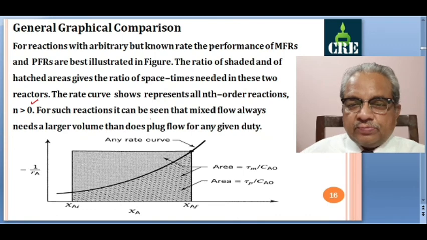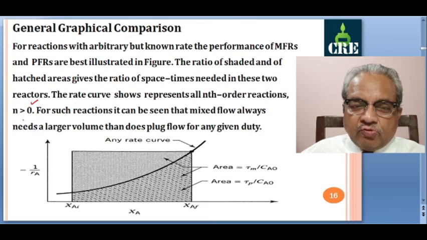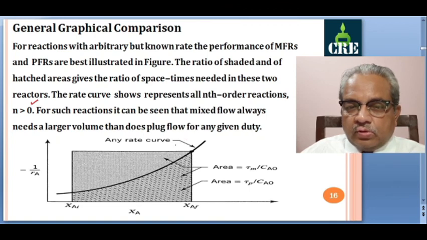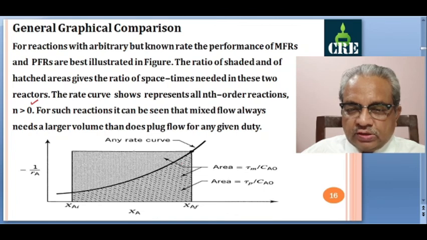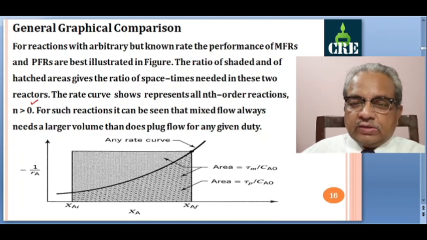For such reactions, it can be seen that mixed flow always needs a larger volume than plug flow for any given duty. So for this kind of rate curve, any arbitrary rate curve, and you will get this for n greater than 0, positive orders, the mixed flow reactor volume requirement will always be larger than the plug flow, because the area of the rectangle is always larger than the area under the curve. This will not be valid for all reactions.